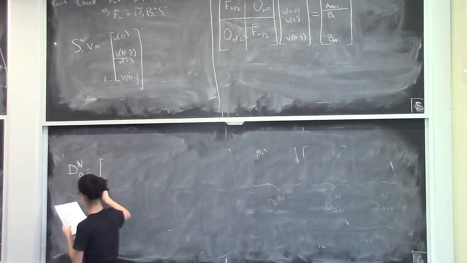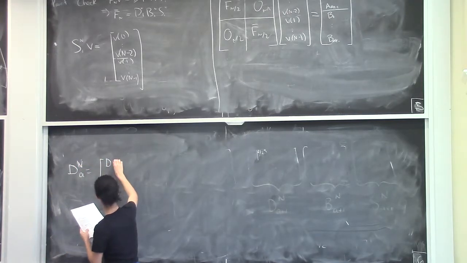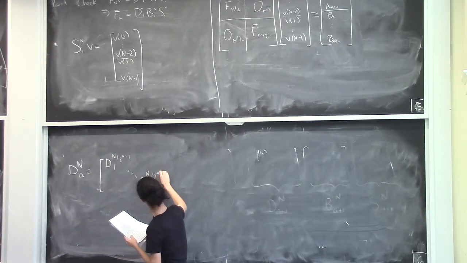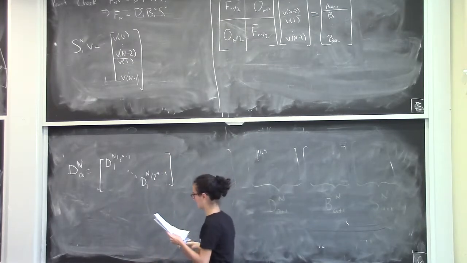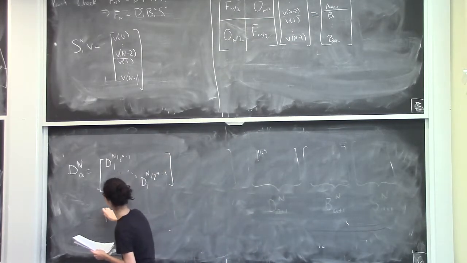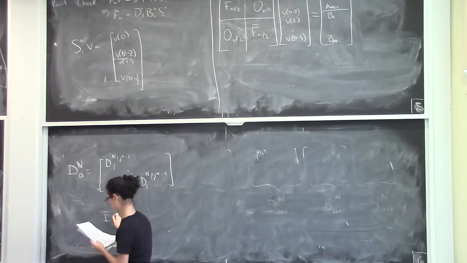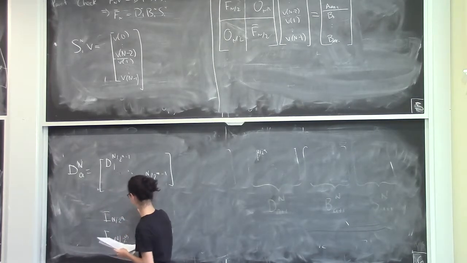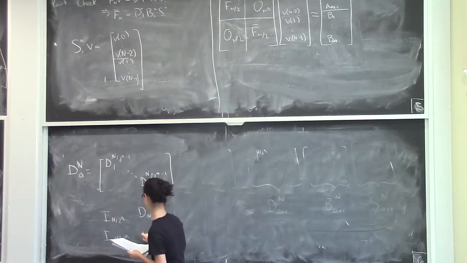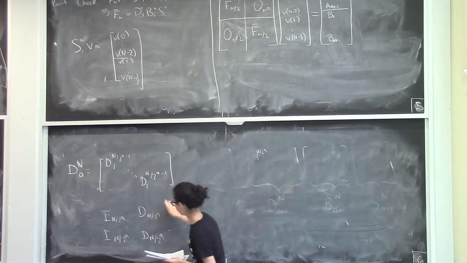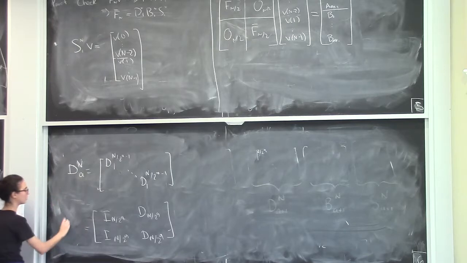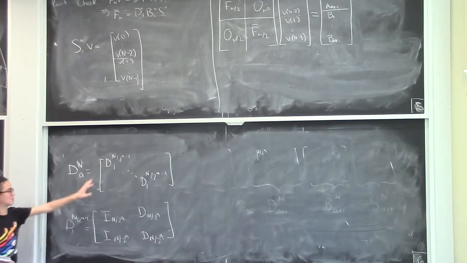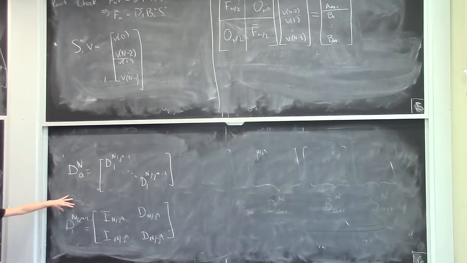It will look like a bunch of block matrices, n over 2 to the n minus 1. And each of these matrices looks like I_{n/2^a}, I_{n/2^a} again, and then D_{n/2^a}, and then D_{n/2^a}. So I think this is how these matrices are defined, but also this is something to be careful about.